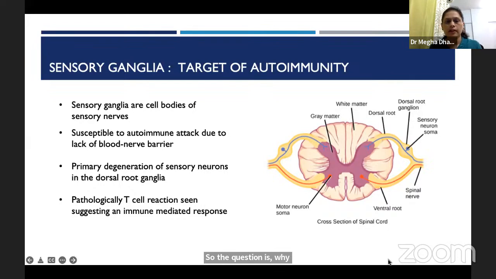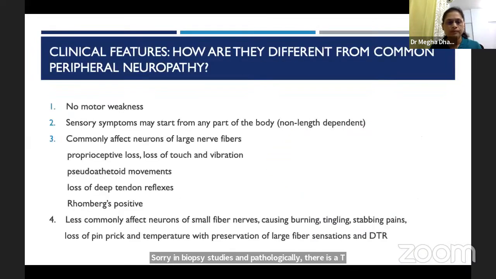Sensory ganglia, as we all know, are cell bodies of sensory nerves, and they are susceptible to autoimmune attack because of lack of a blood-nerve barrier. There is a primary degeneration of sensory neurons in the dorsal root ganglia, which is seen in autopsy studies and in biopsy studies. And pathologically, there is a T cell reaction, which suggests an immune-mediated response.